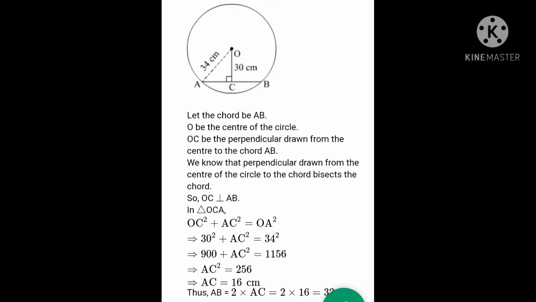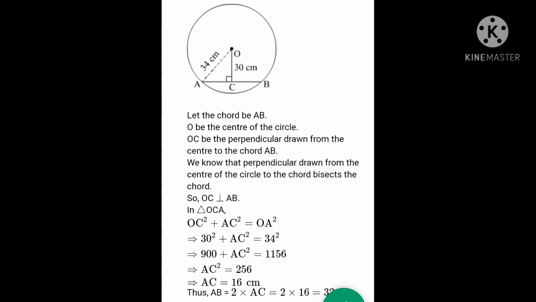Here in the diagram, the chord is AB. O is the center of the circle. The perpendicular drawn from center to the chord bisects the chord. So in triangle OCA again apply the Pythagoras theorem. As per the Pythagoras theorem, OC square plus AC square is equal to OA square. Now substitute the values. OC value is 30. So 30 square plus AC square is equal to 34 square.